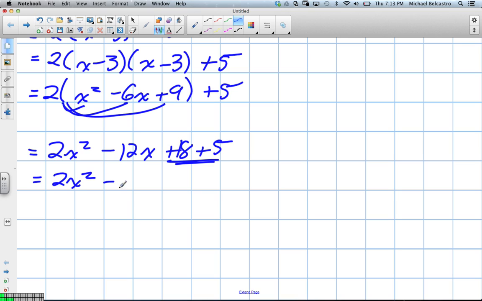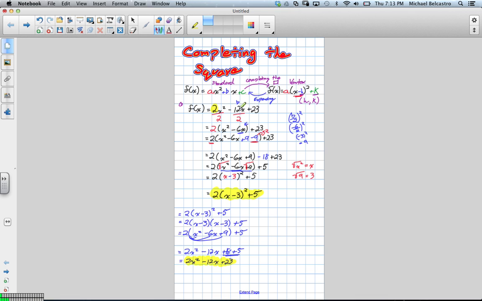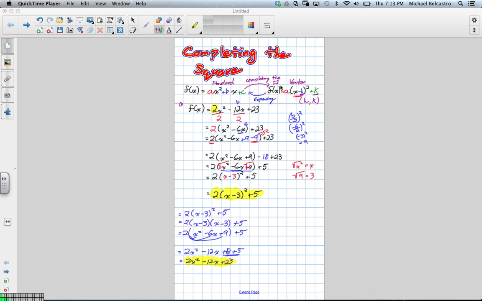All I have to do is collect my like terms at the end: 2x squared minus 12x plus 23. Is that exactly what we had as the standard form? Let's zoom out and take a look. 2x squared minus 12x plus 23. Exactly. So we've done the process. I wanted you to focus on going from standard to vertex, but you can quickly expand to double check your answer.